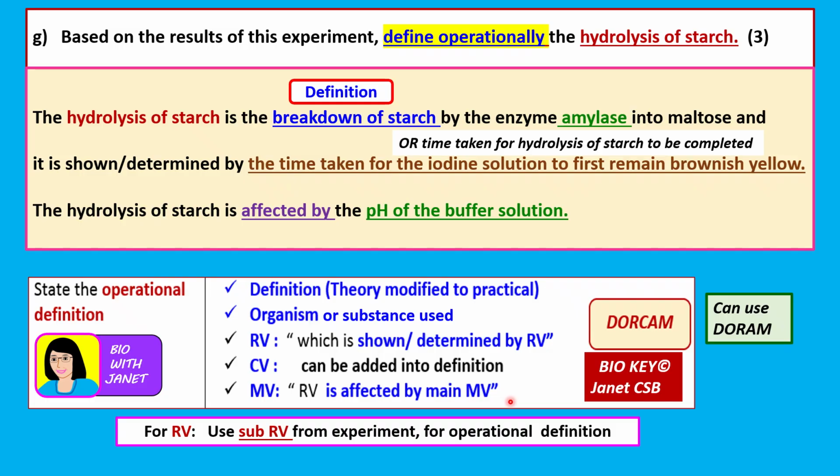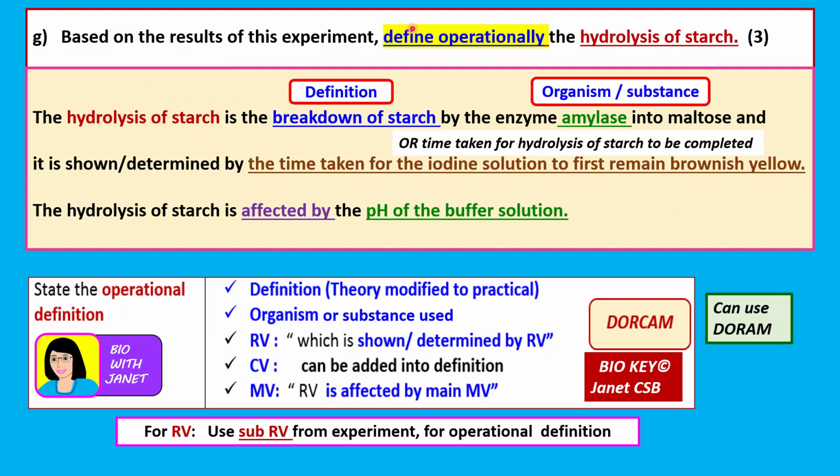MV, for MV, we say that the RV is affected by the main MV. So mention what the main MV is. Okay, which is the pH. So in other words, it's DORCAM. Think of DORCAM. Now C here is for constant variable or fixed variable. Now if you don't add the C, that is DORAM. So some answers don't have the C, the constant variable.